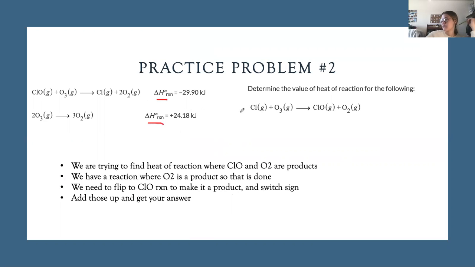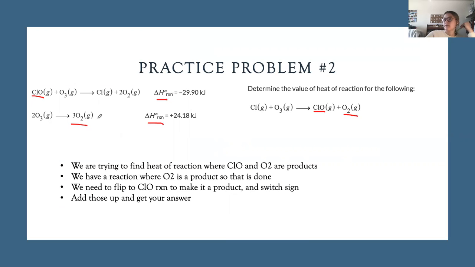Determine the value of heat reactant for the following. So it's important to look at what we're trying to find. We're trying to find the heat of the reaction where the products are ClO and O2. Those are the products we're looking for. And in these equations, ClO is on the reactant side, but O2 is on the product side.